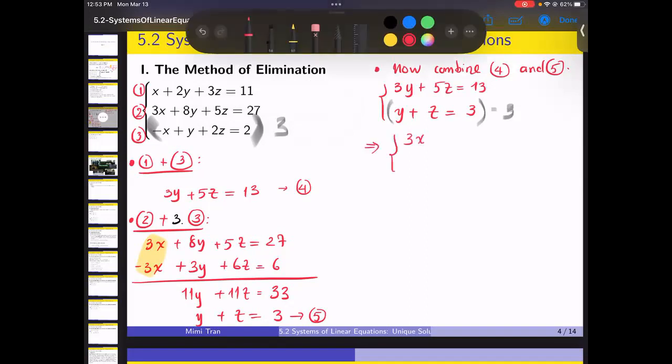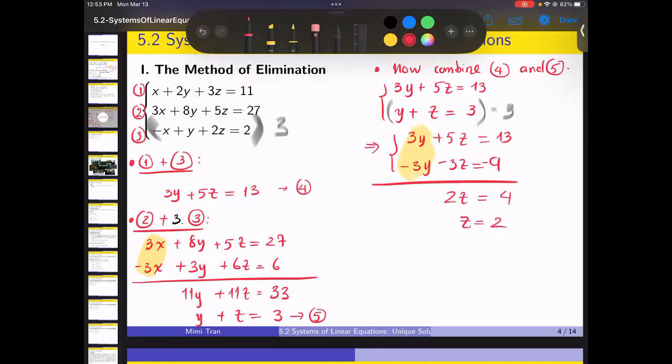Now I have 3y plus 5z, I'm rewriting the first one. And then the second one is -3. Sorry, 3y, not 3x. -3y minus 3z equals -9. One of the variables should be gone. 5z minus 3z is 2z. 13 minus 9 is 4. Z equal 2.